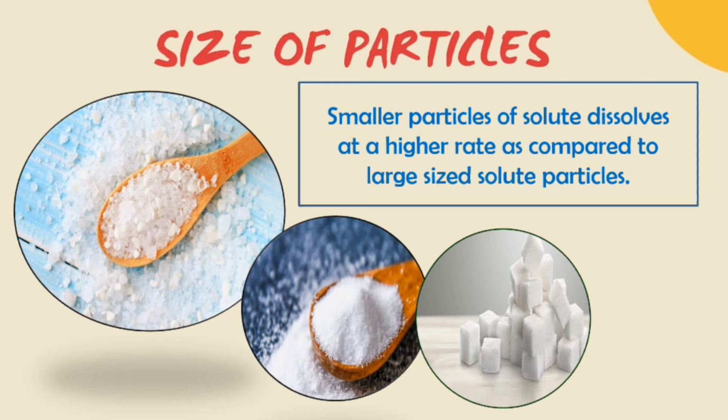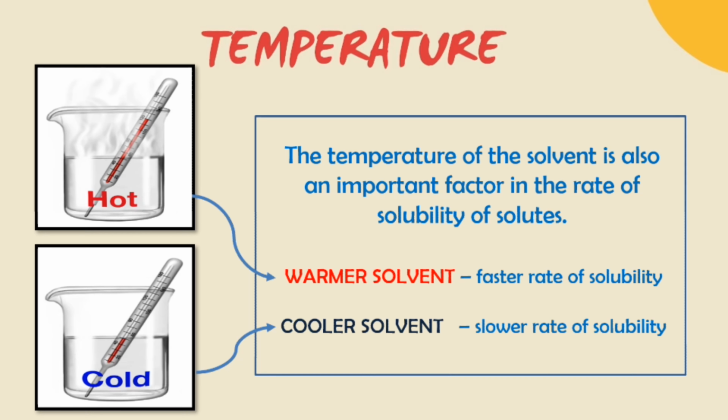One of the four factors that affect solubility is the size of the particles. Smaller particles of solute dissolve at a higher rate as compared to the large-sized solute particles. The rate of solubility of a solute is directly proportional to the temperature of the solvent. Take note of this. Warmer solvent, faster rate of solubility. Cooler solvent, slower rate of solubility.